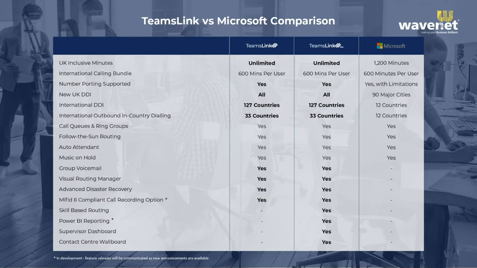You can see that there's a primary amount of similarities as you go down here. One of the big ones for us, though, is we are a global numbering provider. So we can provide local numbers in 127 countries versus Microsoft's 12.